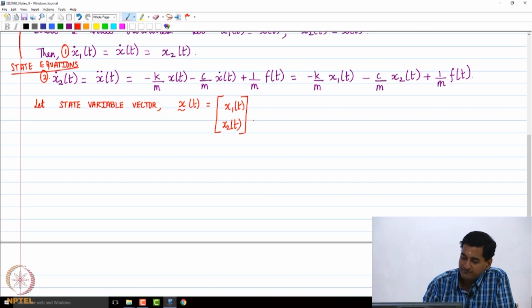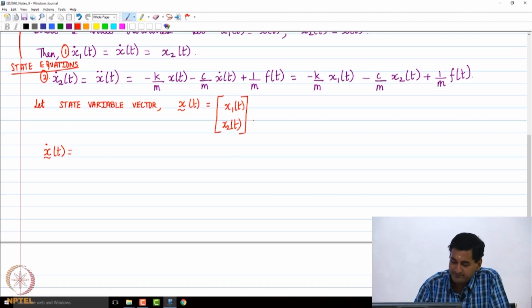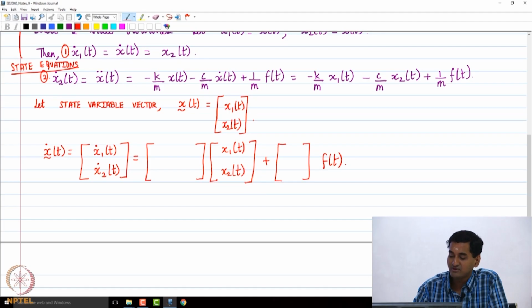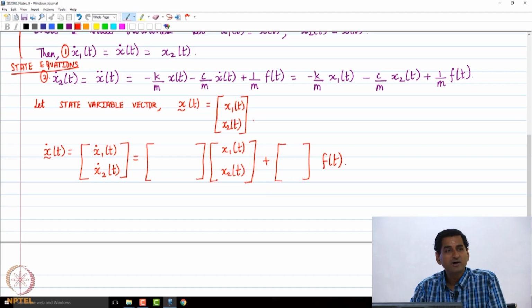Now this tells me that x dot, which is the first derivative of the state vector, is essentially x1 dot and x2 dot. That is nothing but something multiplying x1 of t, x2 of t, plus something multiplying the input f of t. We will see that typically we can write in this form. Let me show you how to write in this form.